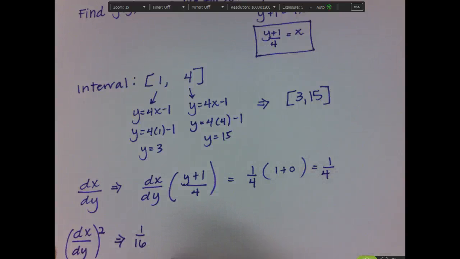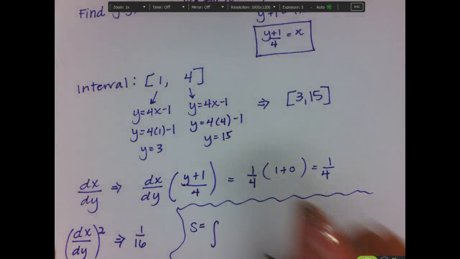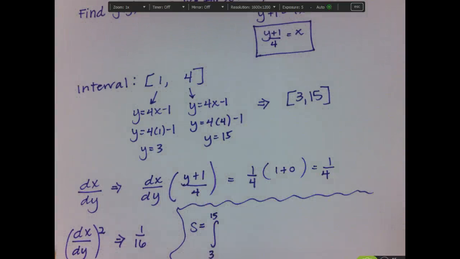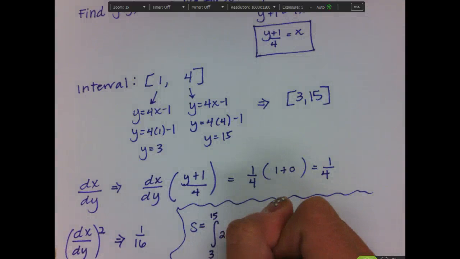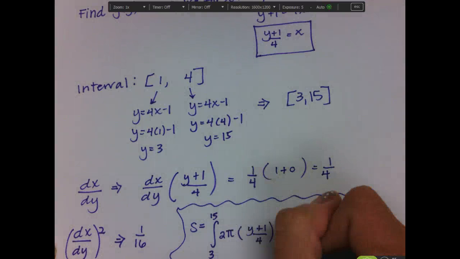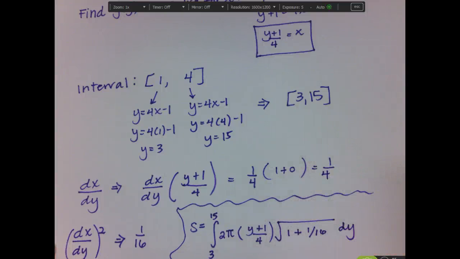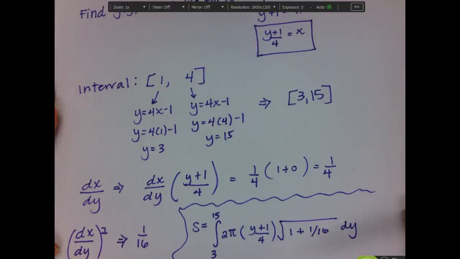All right, now we are ready to write our equation for surface area. So we're going to integrate from 3 to 15, 2 pi times y plus 1 over 4 times the square root of 1 plus 1/16, and integrate all of that with respect to y. All right, so that's the setup. Now we just need to actually do the integration and then use the fundamental theorem of calculus to evaluate it. So that should go pretty quickly.